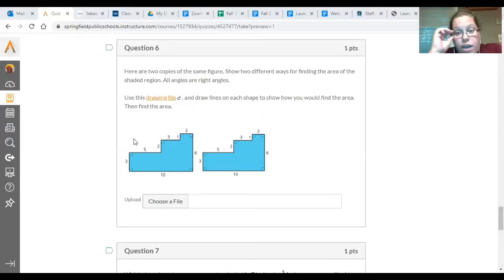Show 2 different ways for finding the area of the shaded region. All angles are right angles. So it says, use this drawing file and draw lines on each shape to show how you would find the area, then find the area. So I'm going to click on this drawing file.